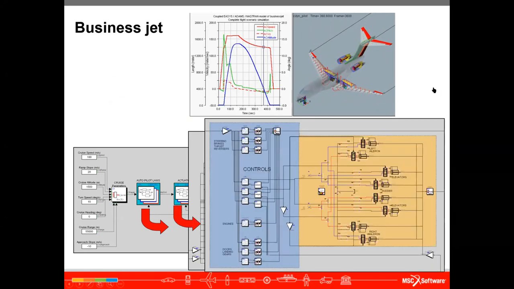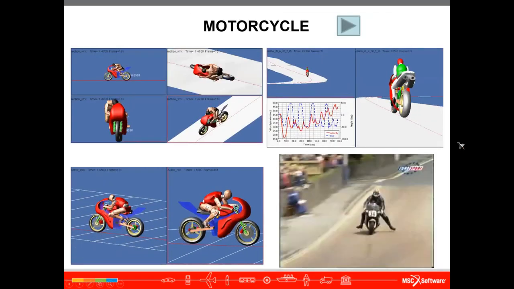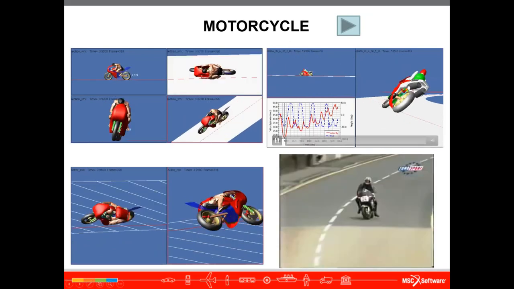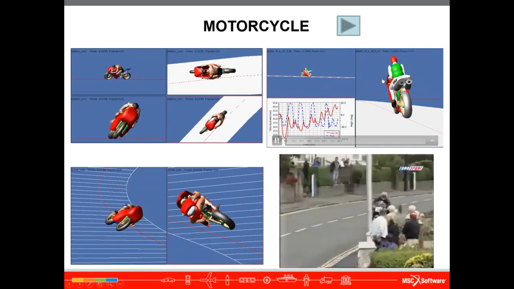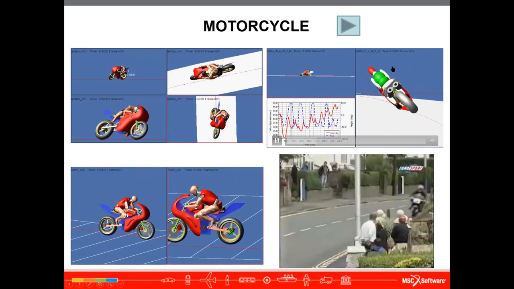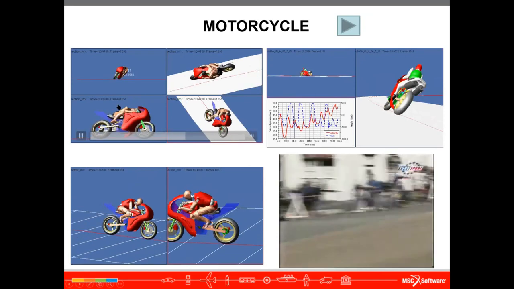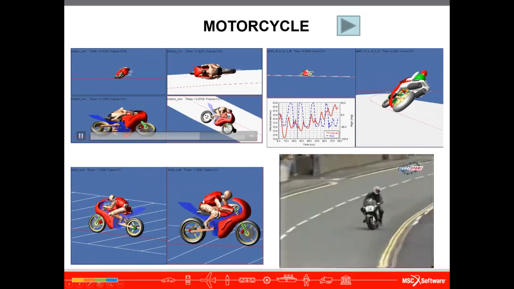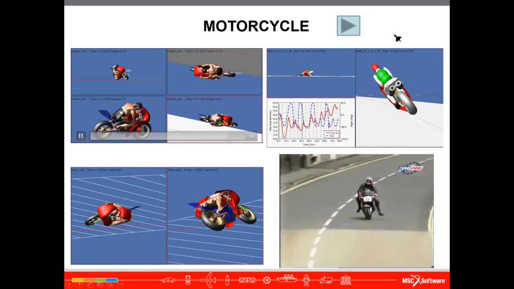Or if you need to consider the simulation of a motorbike, you have to define the biomechanics of a pilot, of a driver, of a rider, and you can have a simplified representation or a sophisticated representation, considering also the bones, the muscles of the rider, because it's the rider that controls the motorbike.